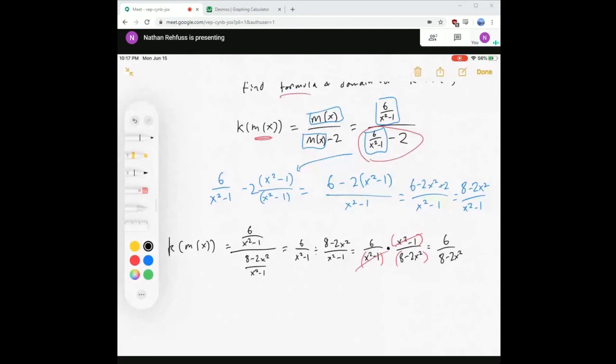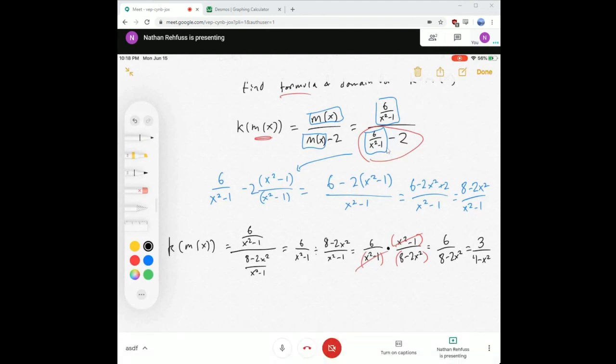All three of those have a common factor of 2. I can factor 2 out of the top and get 3. I can factor 2 out of the bottom and get 4 minus x squared. So that is the simplest way to write k of m of x. A lot better than what we started with, don't you think?